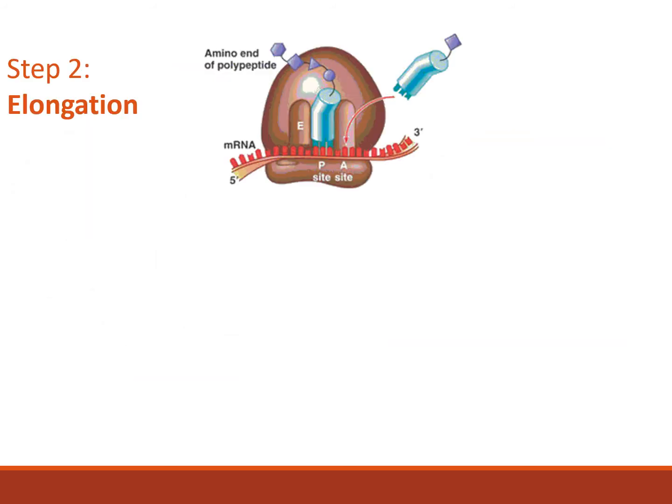The next step is elongation. So all we need to do here is read the next 3 nucleotides in our messenger RNA. So read our next codon, and then let the transfer RNA that has the anticodon come in, bringing the amino acid with it.